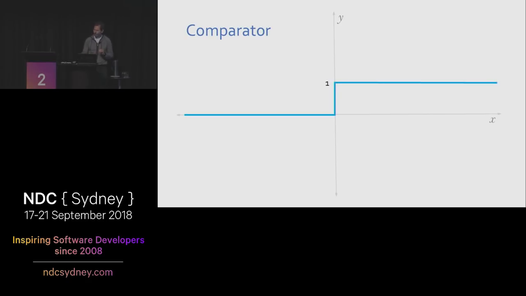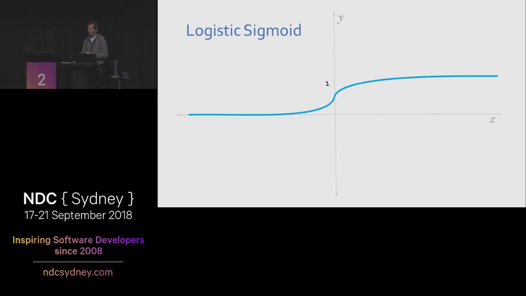So what we can do instead is soften that function. We can turn it into something like this, which is called a logistic sigmoid, which has values in between.